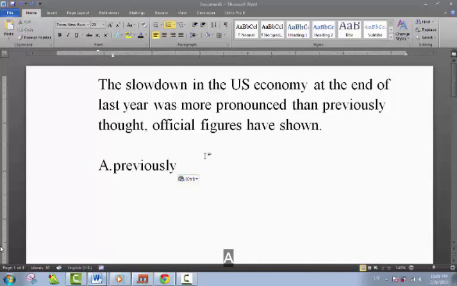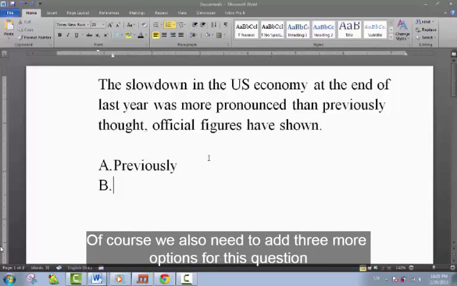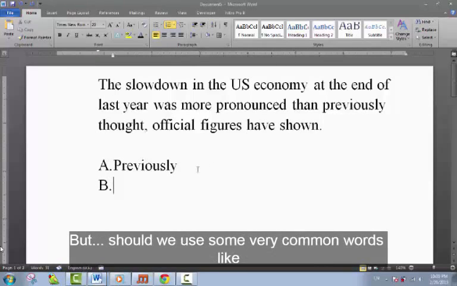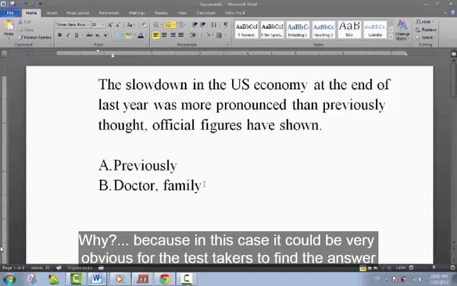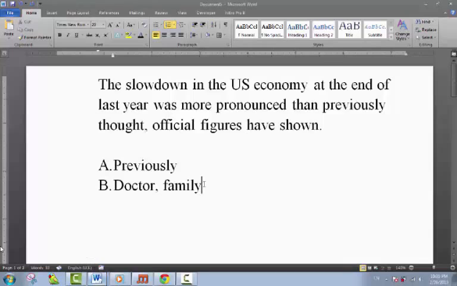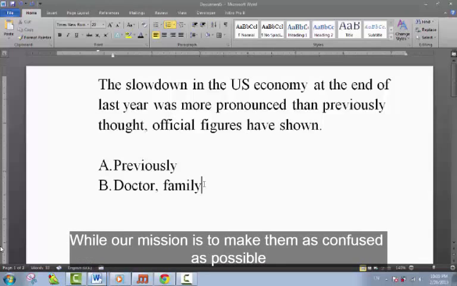Of course, we also need to add three more options for the question. But should we use some very common words like doctor or family? Do you think that? No, it doesn't make sense. Why? Because in this case, it could be very obvious for the test takers to find the answer. We simply want to make them as confused as possible.